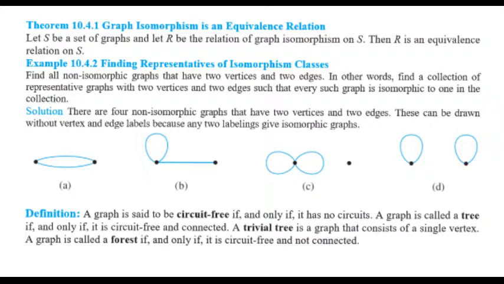You can prove this by proving that graph isomorphism is reflexive. It means that every graph is isomorphic to itself. It is symmetric. It means that if G is isomorphic to G prime, then G prime is also isomorphic to G. And also, graph isomorphism is transitive, which means that if G, which is a graph, is isomorphic to another graph like G prime, and G prime is isomorphic to another graph like G double prime, then we can conclude that G is isomorphic to G double prime.